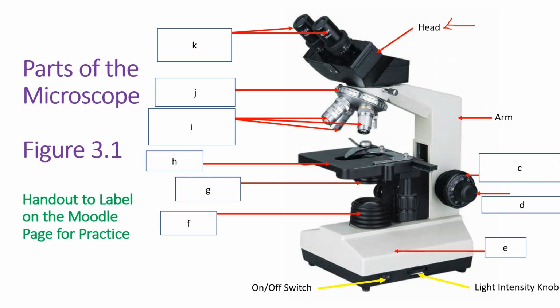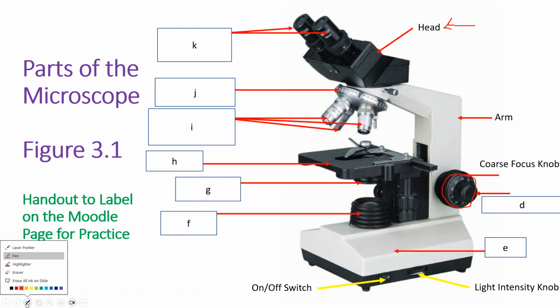Letter C is pointing to this outer ring, not the inner ring, but the outer ring. That is the coarse focus knob. What that does is make big adjustments. So that's going to allow the stage to make big adjustments upward or downward. I'm going to change colors here just because I don't want to mess that up. So the coarse focus knob is going to cause the stage to visibly go up or down.